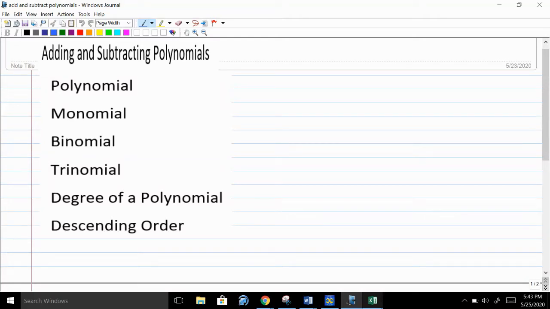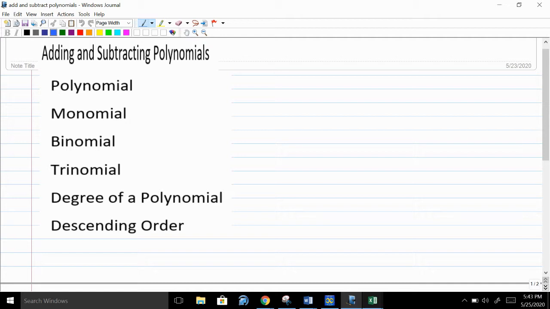All right, guys, so we're starting to get into polynomials this week. We're going to talk about adding and subtracting polynomials first, and then after we're done with that, we're going to get into multiplying polynomials. But first, before anything, we got to get a couple definitions out of the way, okay? Because I know the word polynomial usually kind of scares people.